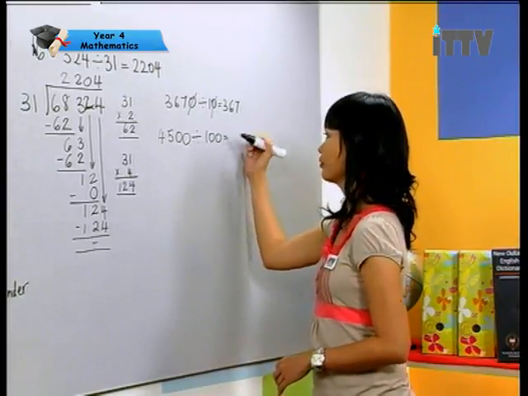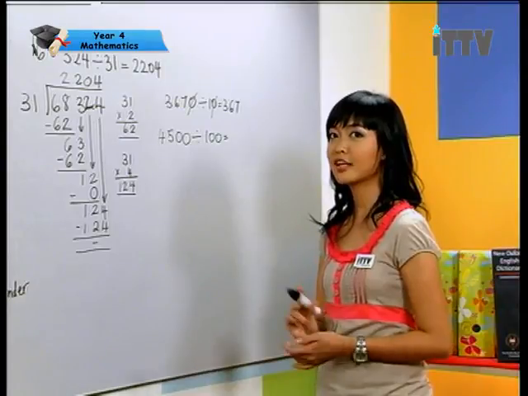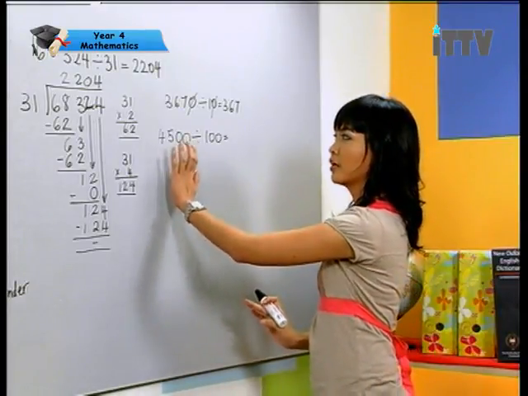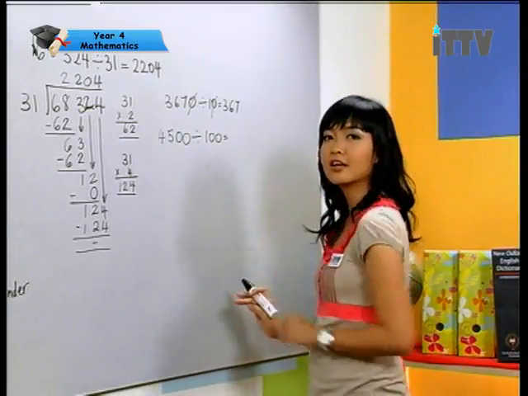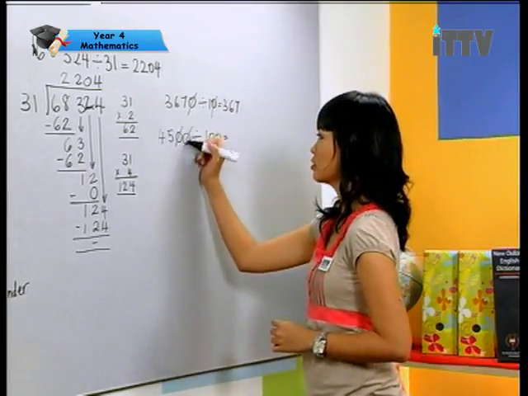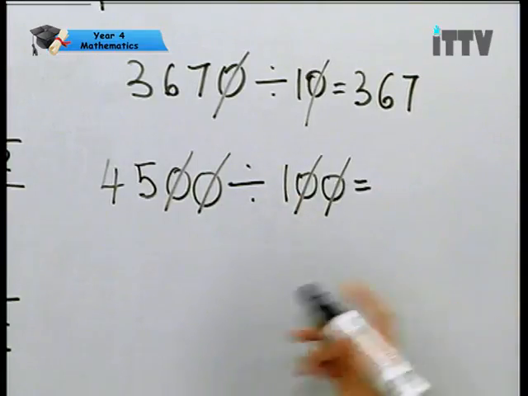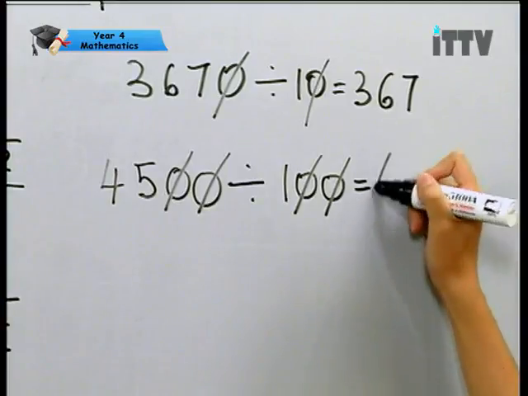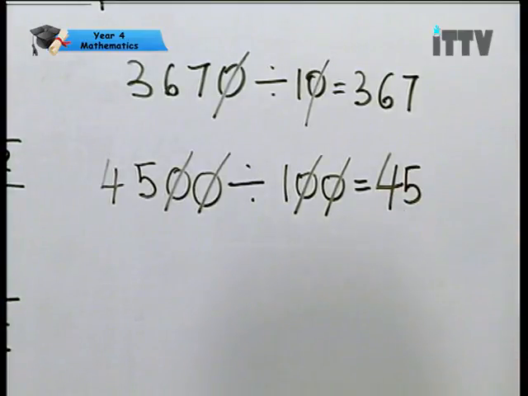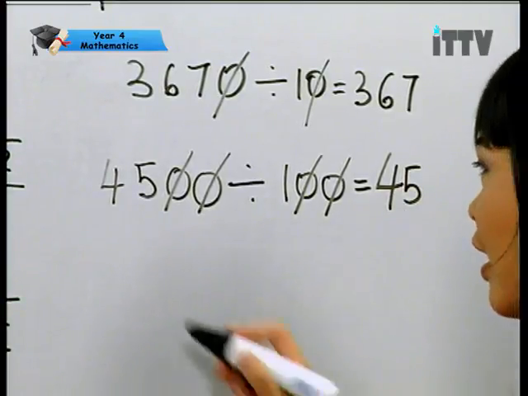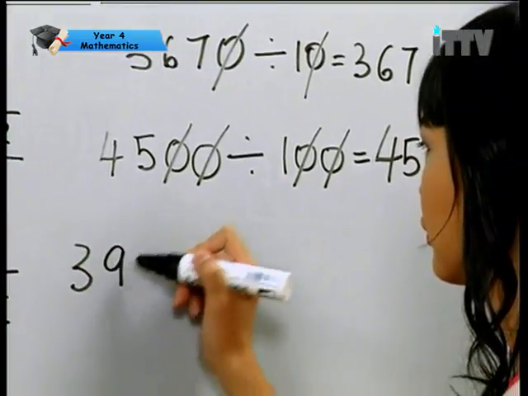4,500 divided by 100. Take away the same number of zeros from the dividend and the divisor. 1, 2, 1, 2. So that will give me the answer as 45. Isn't that simple?